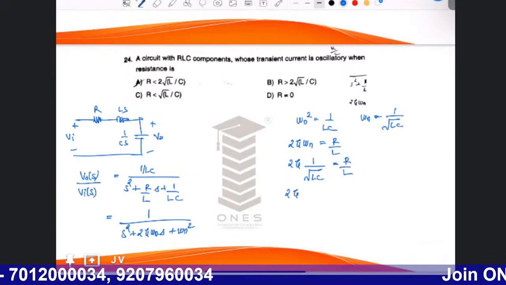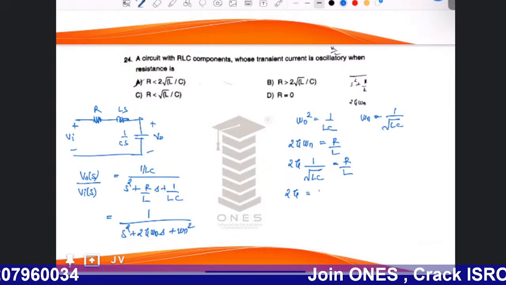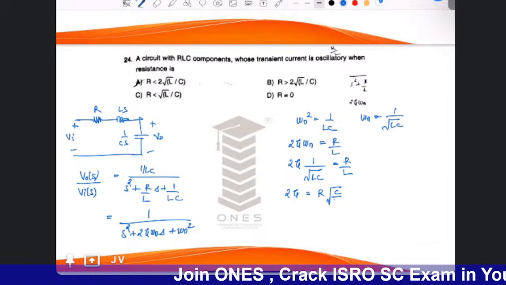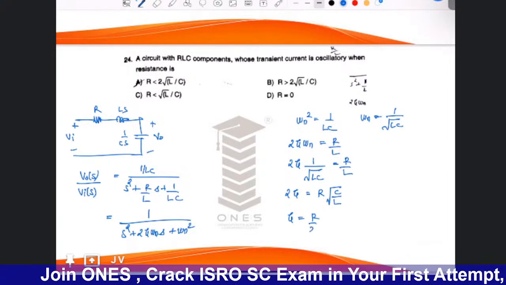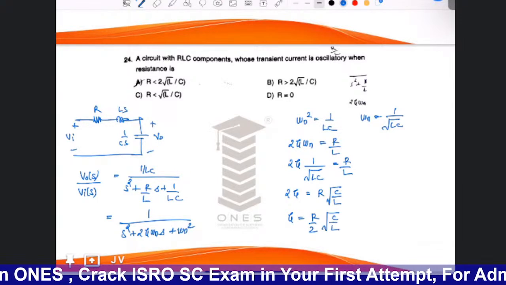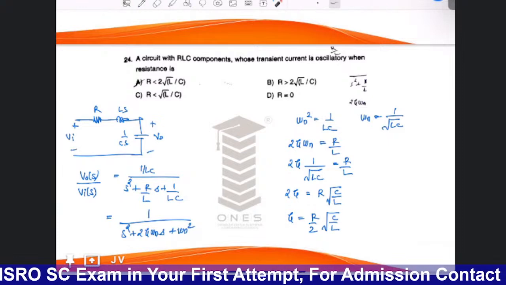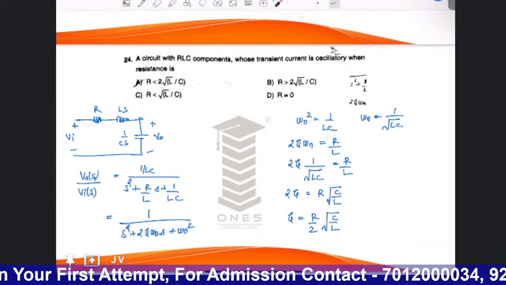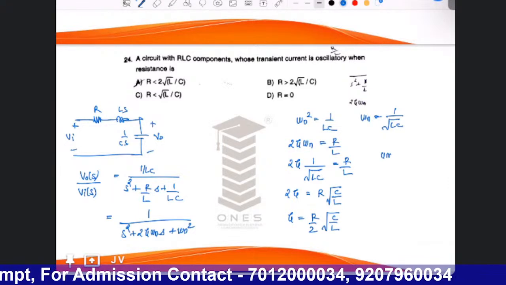So 2 theta and the root L cancel, it will be R root C by L. Okay, so theta will be equal to R by 2 root C by L. This is theta. Now what does it say here? The transient is oscillatory. When is it oscillatory? When it is underdamped.